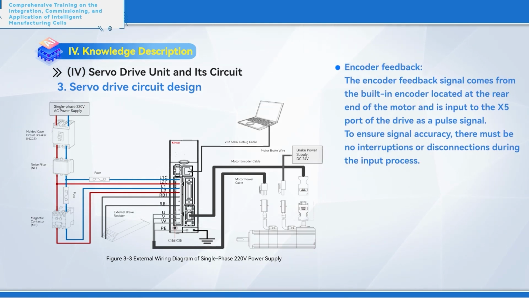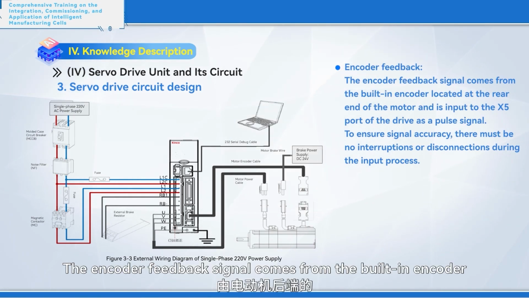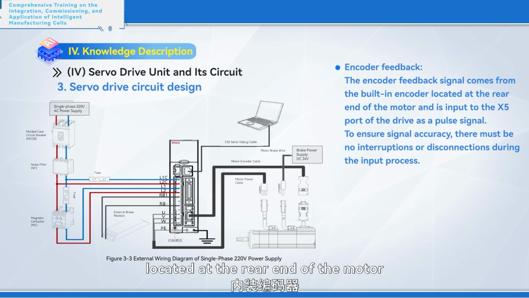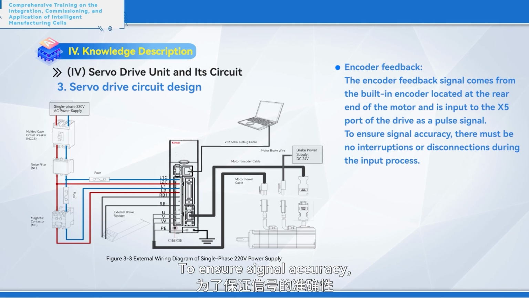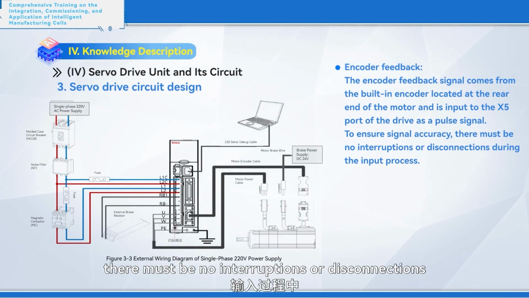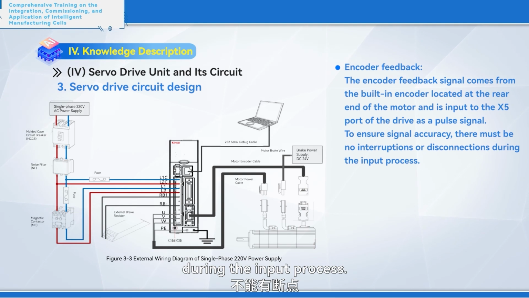Encoder feedback. The encoder feedback signal comes from the built-in encoder located at the rear end of the motor and is input to the X5 port of the drive as a pulse signal. To ensure signal accuracy, there must be no interruptions or disconnections during the input process.